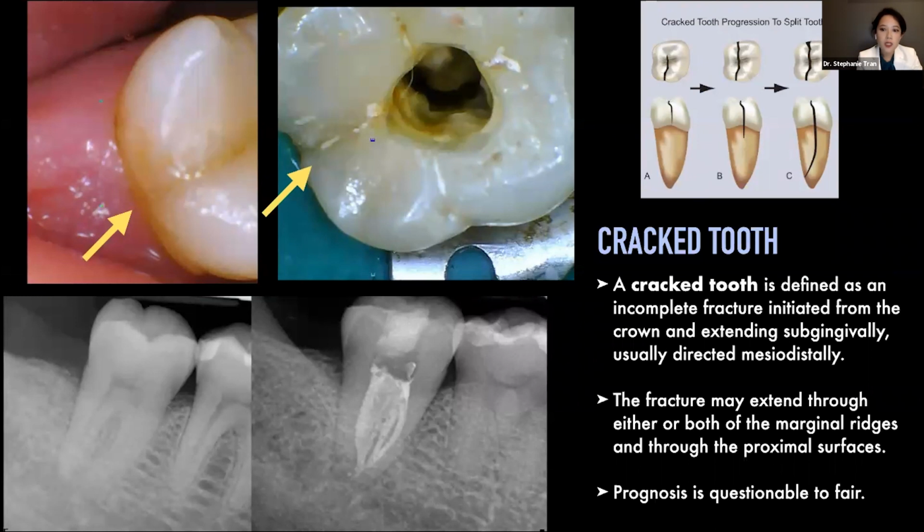And the prognosis is anywhere from questionable to fair, or poor, depending on the extent. It's all about the extent subgingivally and whether or not it can be restored, which I'm going to be discussing shortly. In terms of the extent internally, that's when pulpal involvement is considered, and that's when pulpal diagnosis is going to be really, really important.